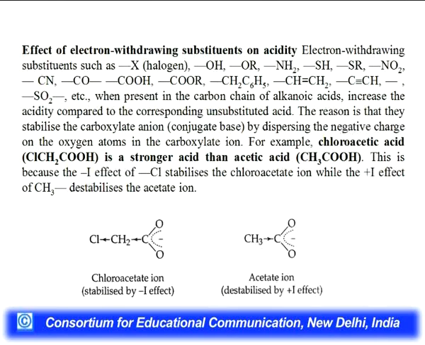For example, chloroacetic acid is a stronger acid than acetic acid. This is because the minus I effect of chlorine stabilizes the chloroacetate ion, while the plus I effect of methyl group destabilizes the acetate ion. So, here are the structures of chloroacetate ion and acetate ion. The minus I effect due to the chlorine atom stabilizes the conjugate carboxylate ion, and in acetate ion it is destabilized by plus I effect, that is by the methyl group.